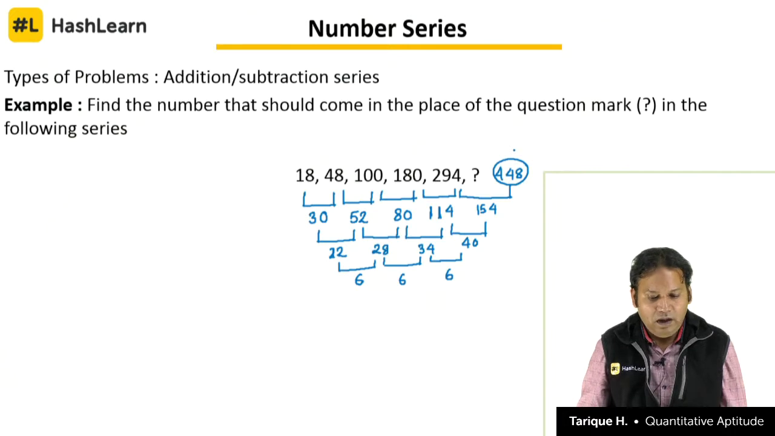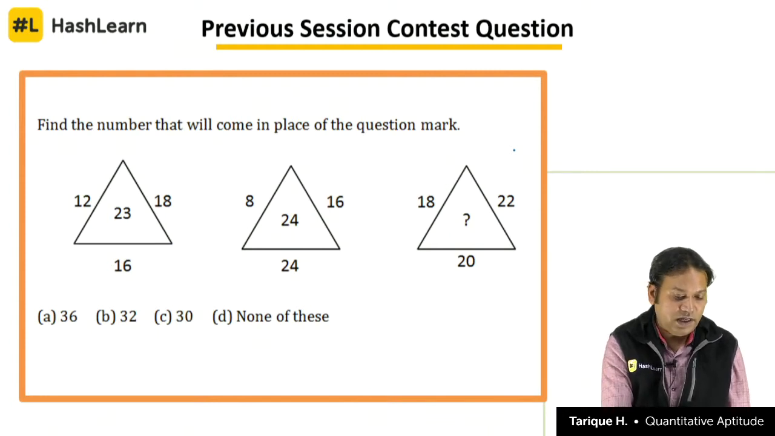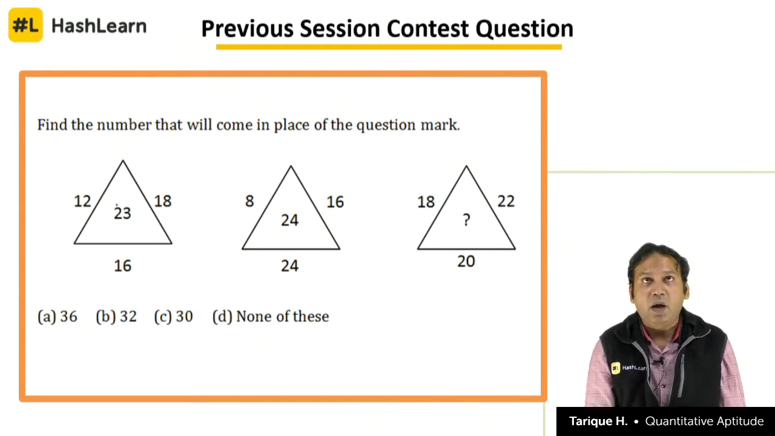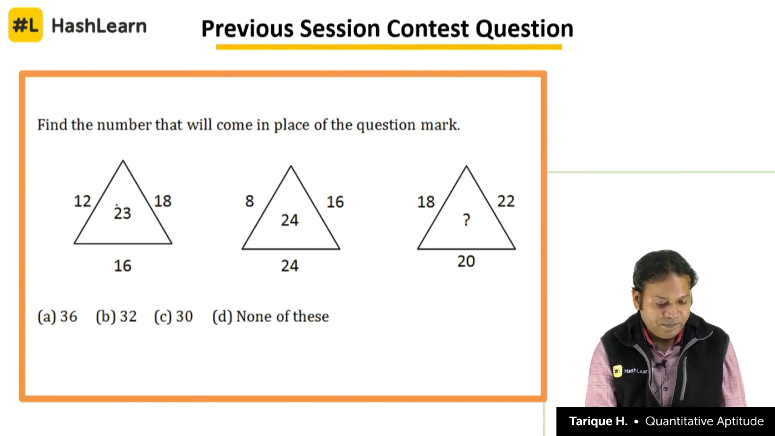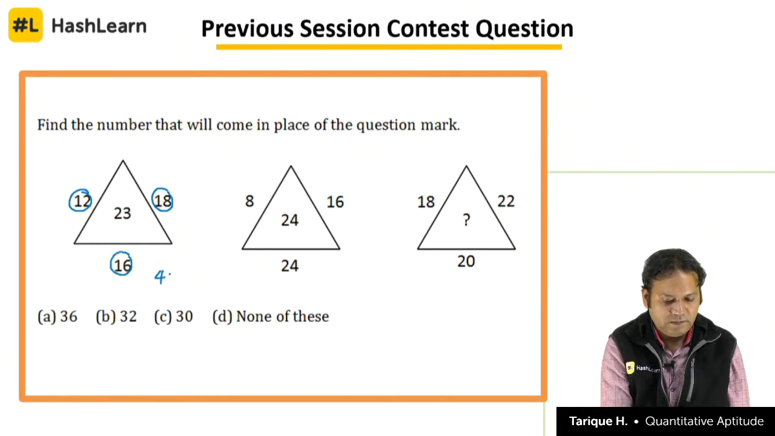Okay. Now let's see the previous session contest question that we had. It's again a number puzzle. We have 12, 18 and 16, and the number in the center of the triangle is 23. How are these numbers related? So let's add 12 and 18. 12 plus 18 is 30, and 30 plus 16 is 46.